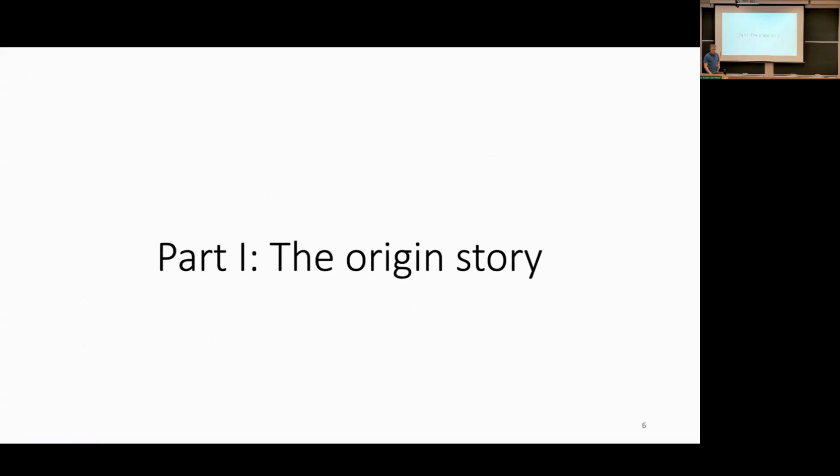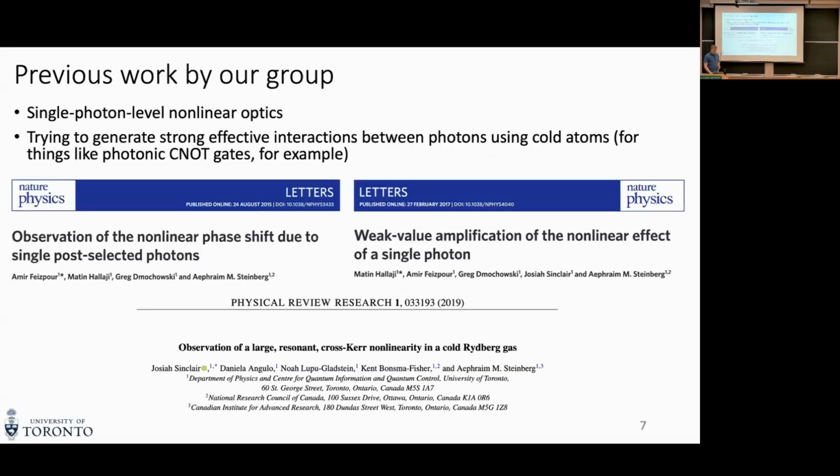Okay, so part one. Basically, the experiment that I work on usually does this kind of stuff. We do single-photon-level nonlinear optics with a gas of cold atoms. The basic idea is we're trying to generate effective interactions between photons, and you can imagine using these to build something like a C-NOT gate for photons, for instance.